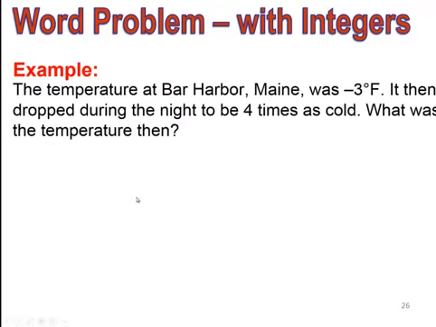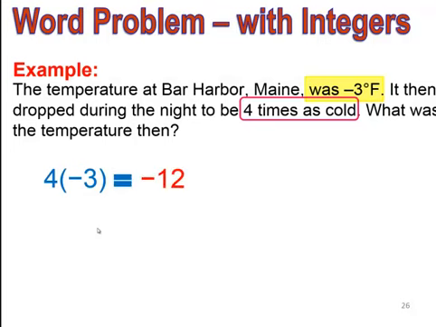Okay, so now we're going to do an example. The temperature at Bar Harbor, Maine, was a negative 3 degrees Fahrenheit. It then dropped during the night to be 4 times as cold. What was the temperature then? So when we're talking about the degrees here, we're told that it's negative 3 degrees out. And then we know overnight it dropped 4 times as cold. So in this case, I'm doing 4 times that negative 3 to find the value of the temperature. We end up with a negative 12 degrees.